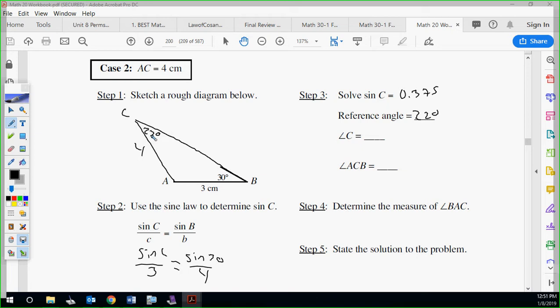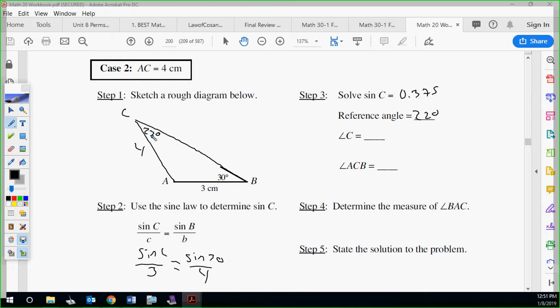Just went through the sine law kind of quickly. Right here, I times the 3 over. This value multiplied by 3 is 0.375. I inverse 0.375, I got 22. Reference angle is just the output. So reference angle means it has to be from 0 to 90. Yeah, that means it's not obtuse.